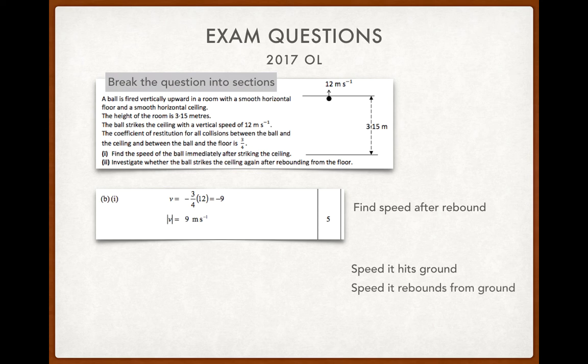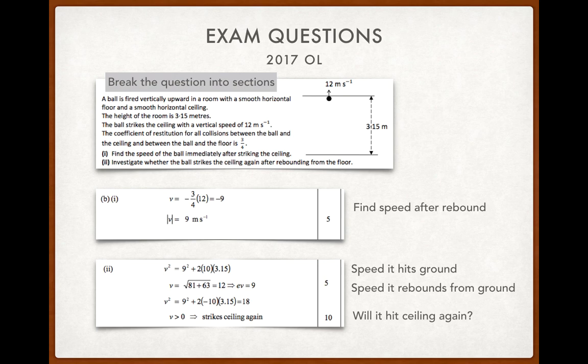So if it's a rebound, we'll have to apply E is equal to V over U. We have 3/4 as our E, and then we can work out the velocity after it rebounds off the floor. And then the final part is investigating whether the ball strikes the ceiling again. We're going to test whether the ball will have a velocity after rising through 3.15 meters. Is there a velocity that the ball will have when it strikes the ceiling again? If it has, it will strike the ceiling. If the velocity is 0, it may just reach the ceiling, and if the velocity is negative, it won't reach the ceiling.